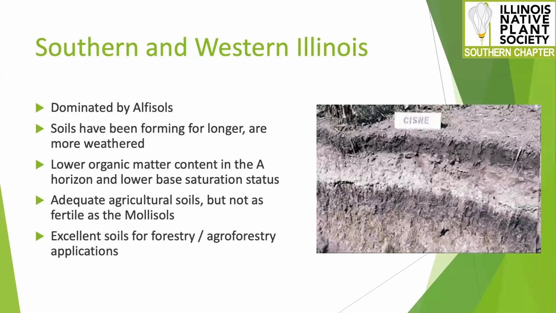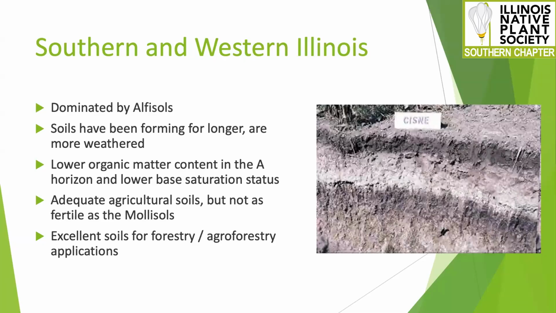But you can notice that surface horizon, it is dark, but it's much thinner than the horizon that we saw on the previous soil. That, by the way, was a Drummer soil. Drummer is the state soil of Illinois. That mollisol picture that I showed you, that's Drummer.